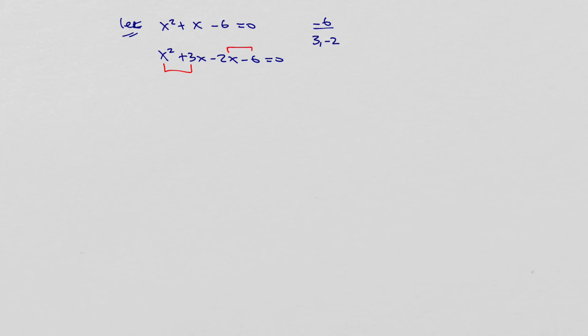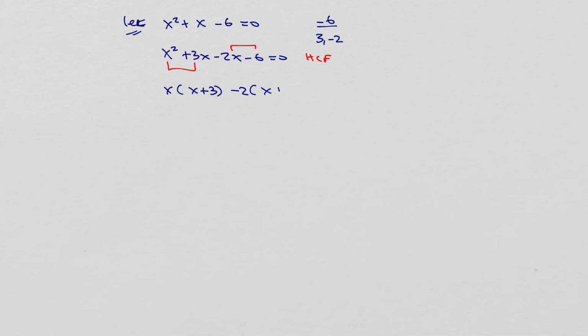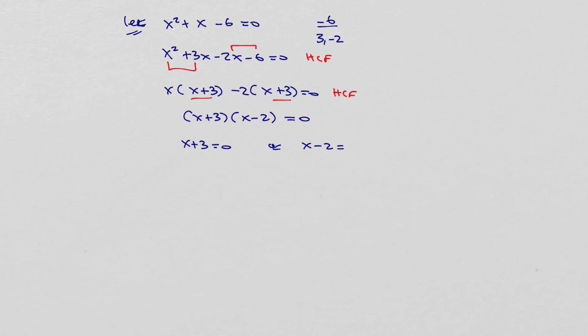Group the first two to get the highest common factor. So therefore that's x that's common, leaving us with x plus 3. Minus 2 is common, leaving us with x plus 3. These two brackets are the same, so if I take out the highest common factor, x plus 3, I'm left with x minus 2. Both of these multiply to give me 0, which means that one of the factors has to be 0 or both. And therefore we get x equals minus 3 and x equals 2.